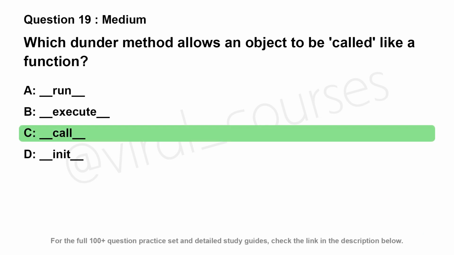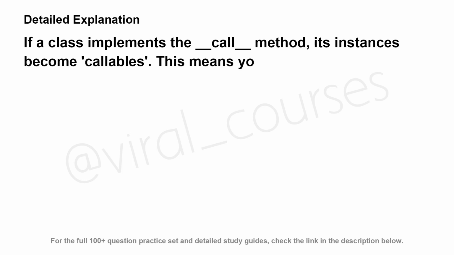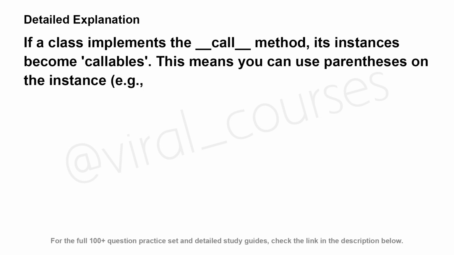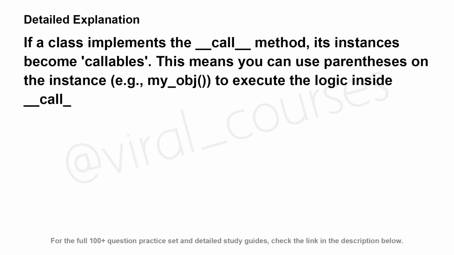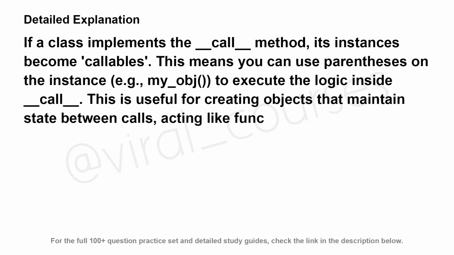The correct answer is C. If a class implements the __call__ method, its instances become callables. This means you can use parentheses on the instance, e.g., my_obj(), to execute the logic inside __call__. This is useful for creating objects that maintain state between calls, acting like functions with memory.